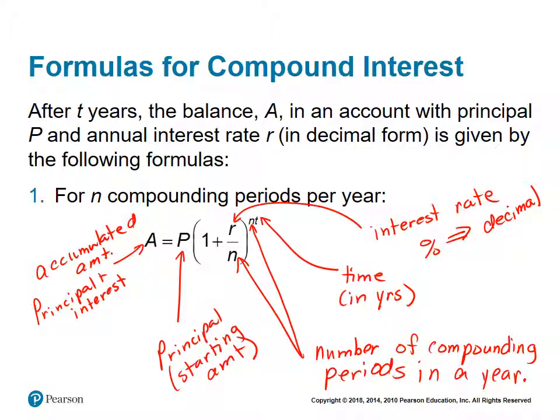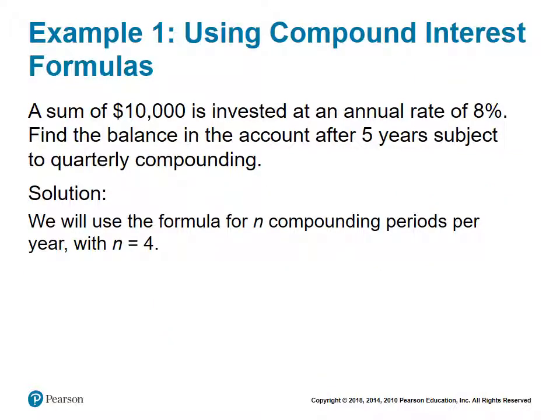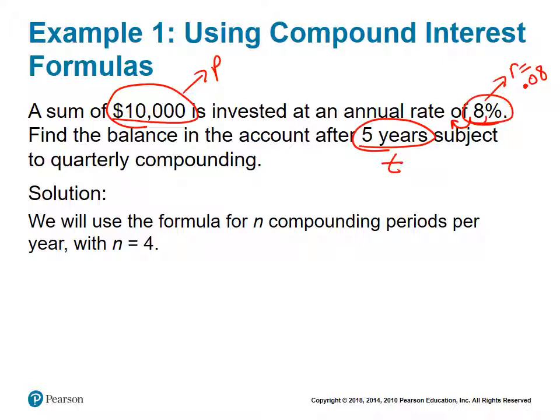Let's look at an example problem. Here we go. A sum of $10,000 is invested at an annual rate of 8%. Find the balance in the account after 5 years, subject to quarterly compounding. $10,000 is the money that you started with, so that will be the P. Whatever the percentage is automatically the R. But remember, that has to be a decimal. So we move our decimal over 2 places, and the R would be 0.08. Whatever the years would be, that is my T. So I would have 5 years.